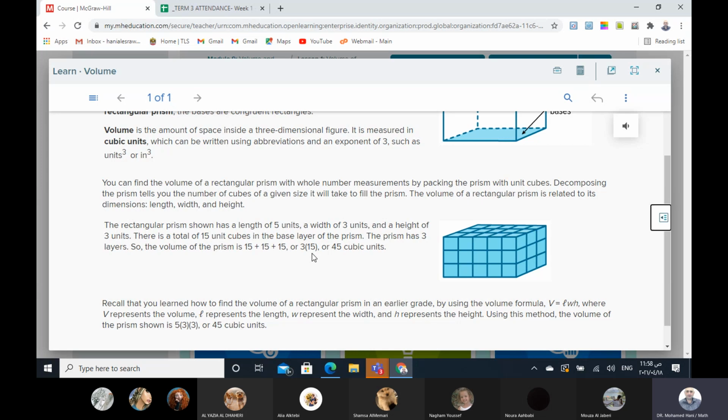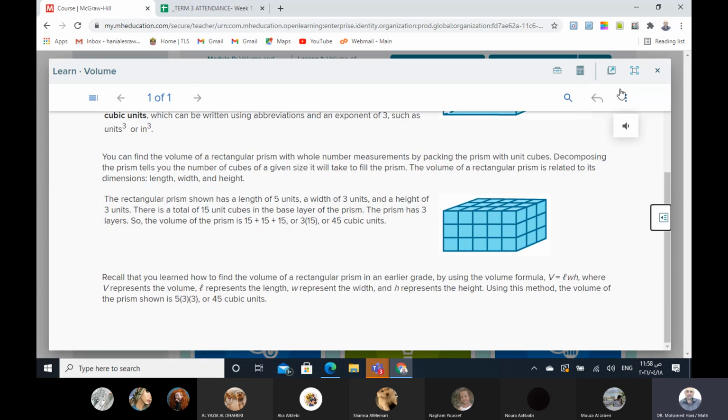The second method, we can use the formula. This is the important formula to find the volume. The volume represents a variable V. V equals length L times width W times height H. So we can write 5 times 3 times 3, which will be 45 cubic units. Continue, please.